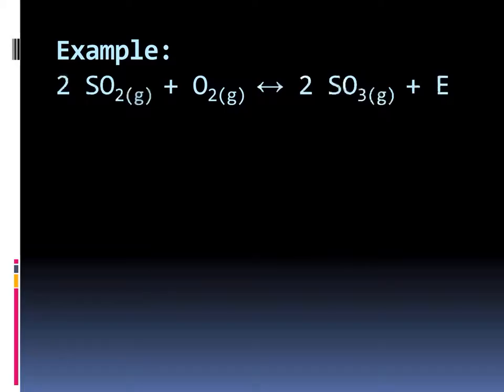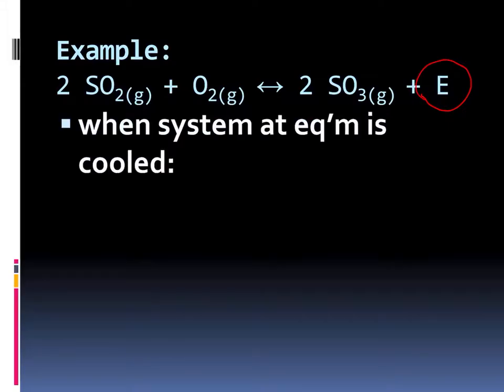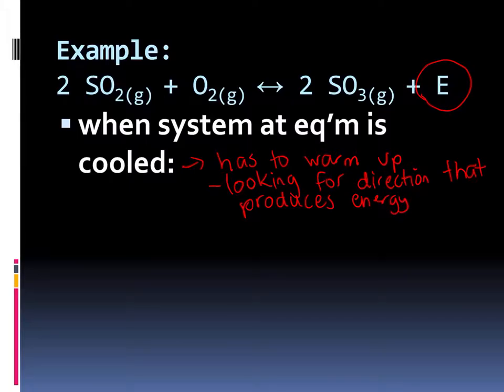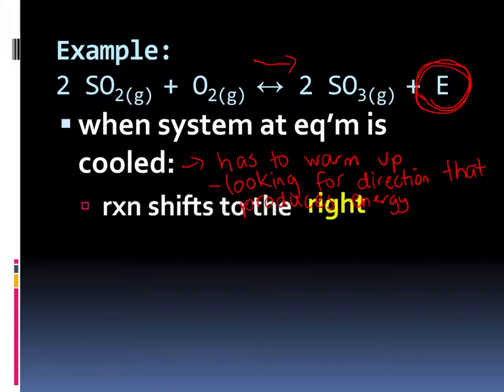Okay, so now we're going to do another one. And here this time we have energy on the product side. Okay, so now we're going to cool our system down. So if you cool it down, it has to warm up. So you're looking for the direction that energy is produced. Okay, so if you go in this direction, there's the energy. So that means energy is going to be produced when you shift to the right.